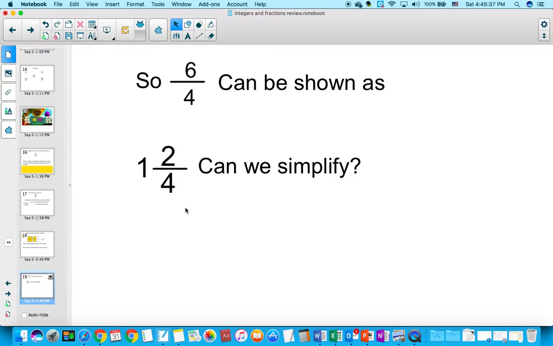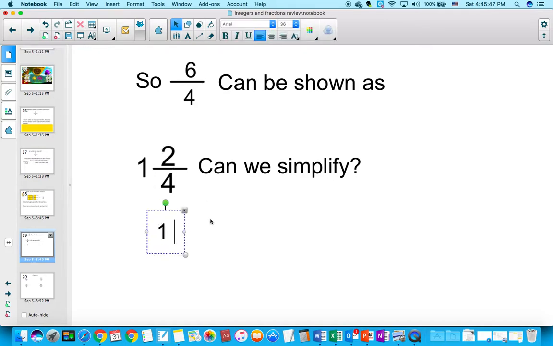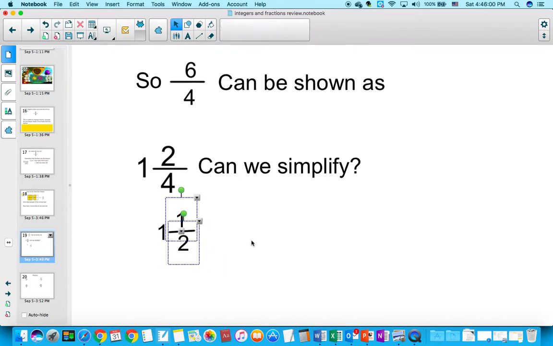Can we simplify further? Well, ignore the 1. 2/4. Can I simplify that? Yes. I can divide this by 2. I can divide this by 2, and our answer will become 1 and 1/2. And that will be our answer, right?